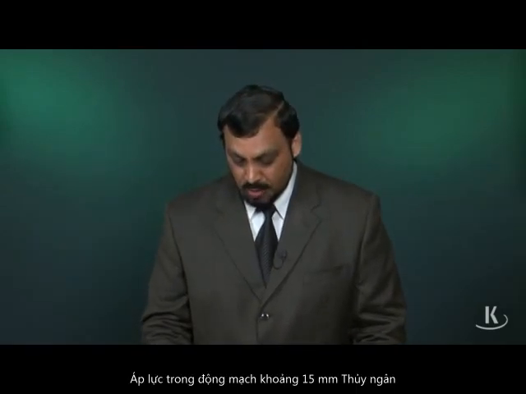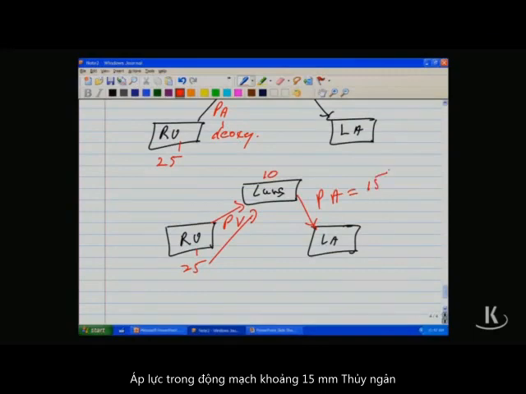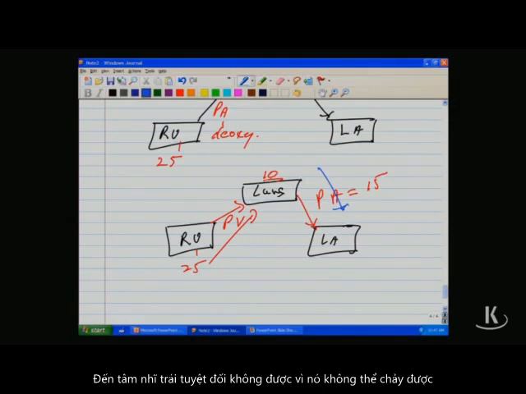Inherently, intrinsically, the pressure in an artery is about 15 millimeter mercury. If the lung is 10, there is no pump in the lung. Will the blood be able to return back to the heart, to the left atrium? Absolutely not, because it cannot flow from low to high. It cannot flow from this very compliant tissue with very low resistance and low pressure.